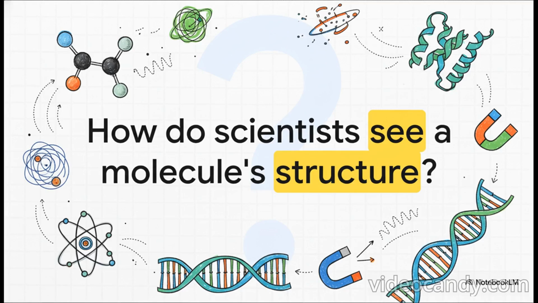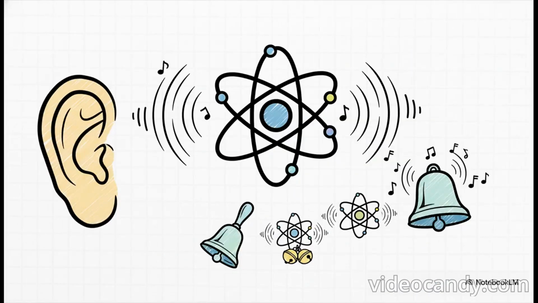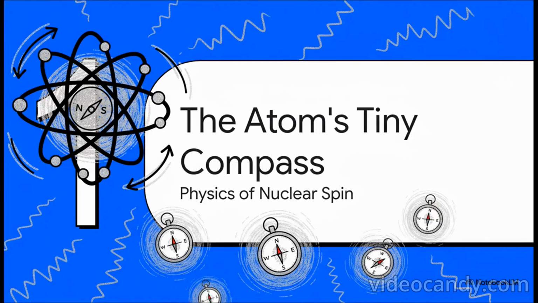So how do you map it out? How do you figure out where all the atoms are? Well, here's the trick. You don't see it. You listen to it. Seriously. NMR is a technique that basically listens to the unique song that the heart of an atom, its nucleus, sings. It's kind of like being able to tell every single bell in a giant cathedral apart just by its unique sound.